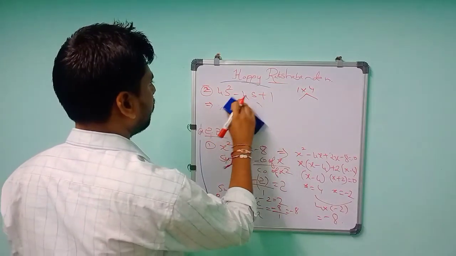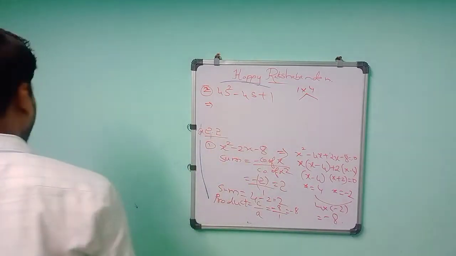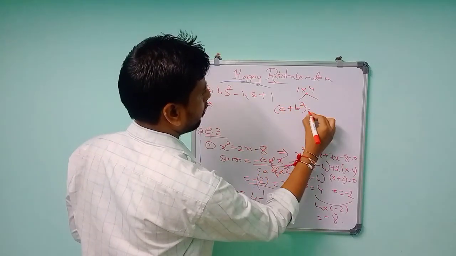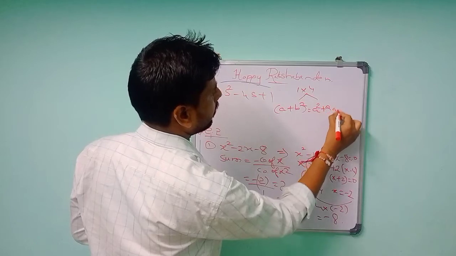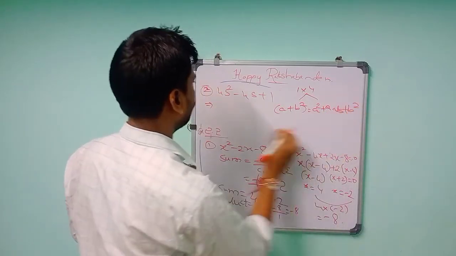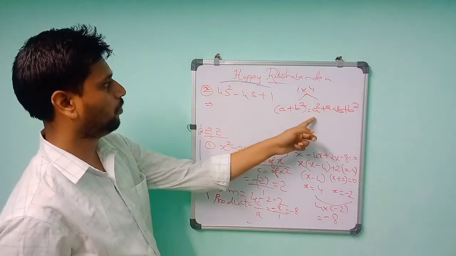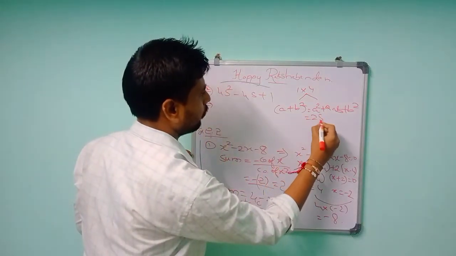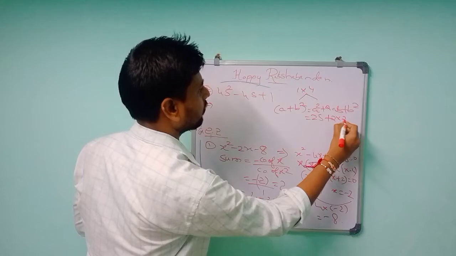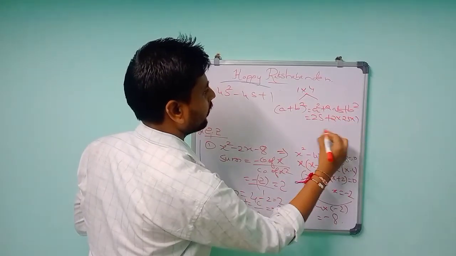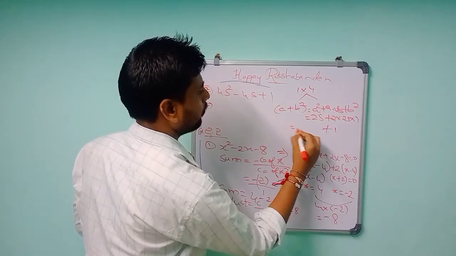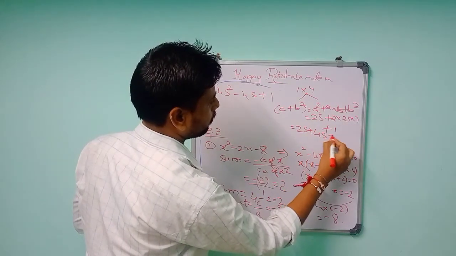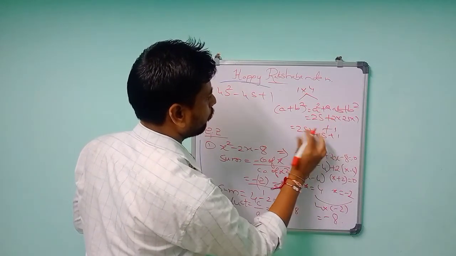You can see this is in the form of a minus b whole square. The formula is a square minus 2ab plus b square. So here in the form of a square, a square is 4s square, so a is 2s. Then 2 into 2s into 1 is 4s, and b square is 1 square, which is 1. So 2s whole square means 4s square.